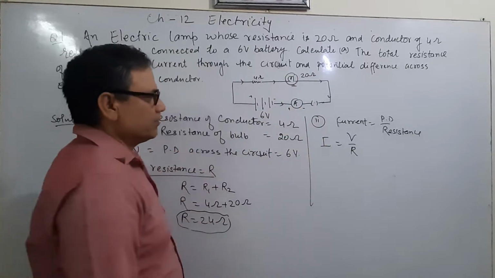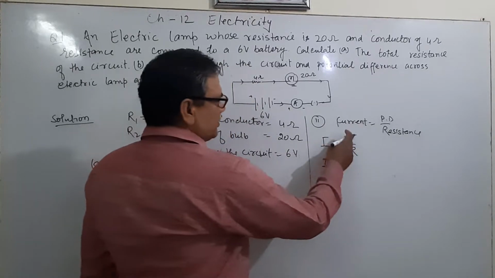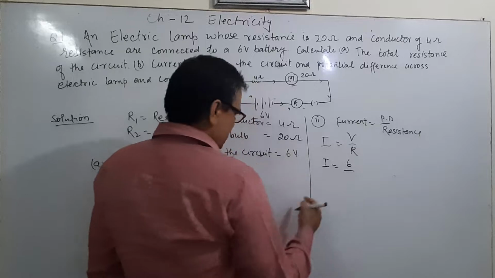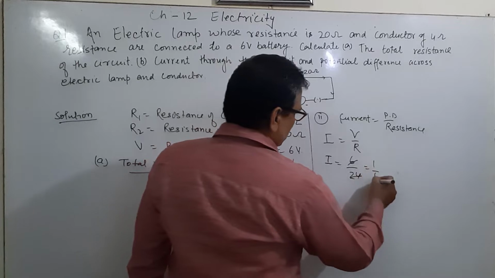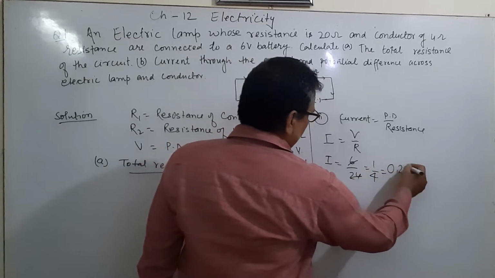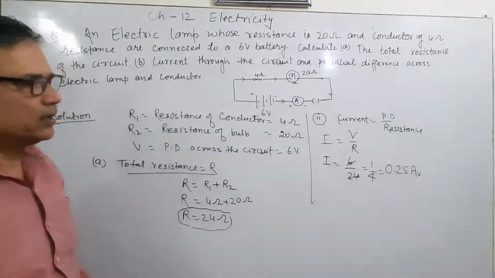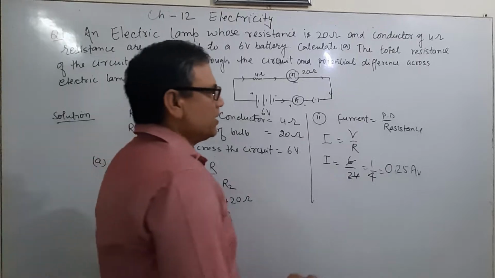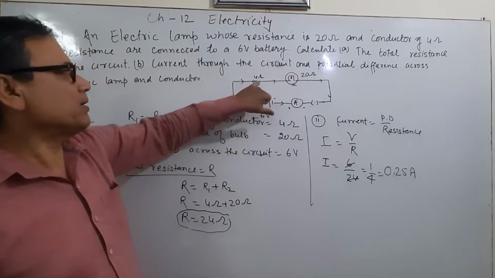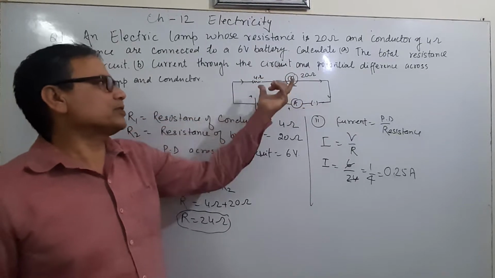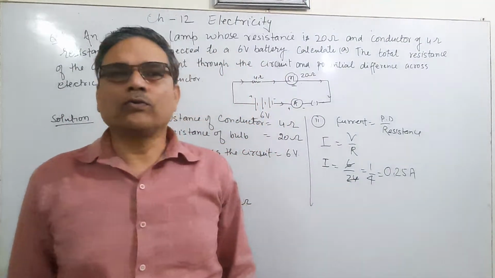Here I of the circuit is equal to V, which is 6 volt, upon R, which is 24, equal to 1 upon 4. 1 upon 4 means 0.25 ampere. So the current flowing through the circuit is 0.25 ampere, where A is the unit of ampere. It means that when 4 ohm and 20 ohm resistances are connected in series, the total current in the circuit is 0.25 ampere.